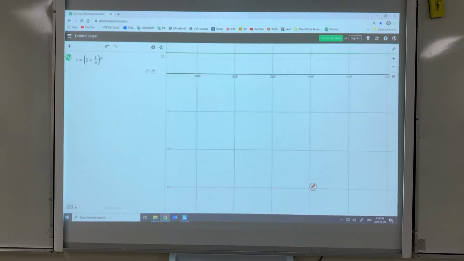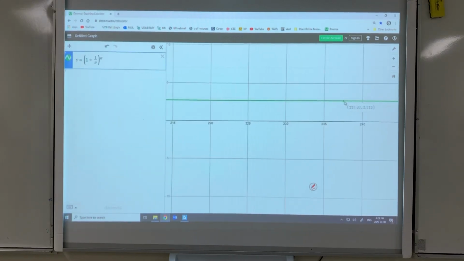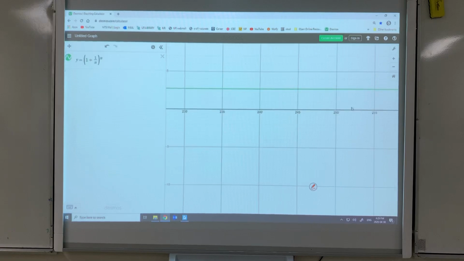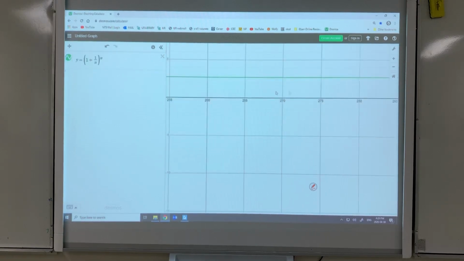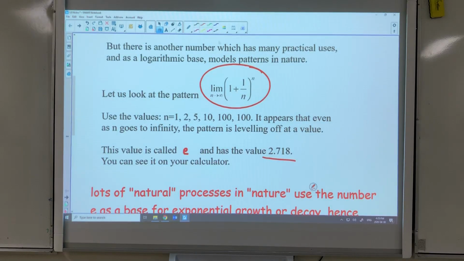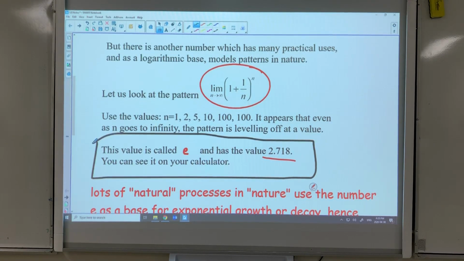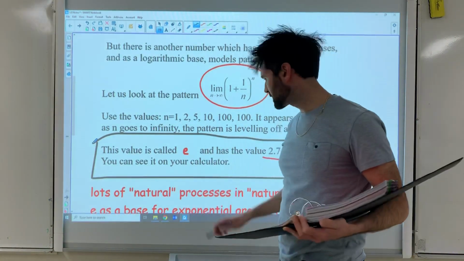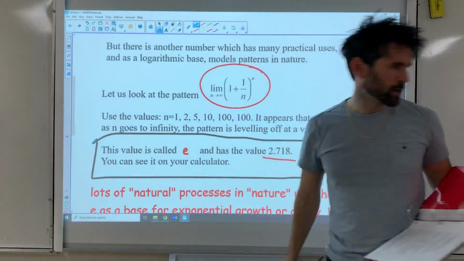You have to get to a really, really big value before you get there. 2.713. We're getting closer and closer to 2.718. It's an irrational number. So we call it e. We call this number e. And it is an irrational number, so it goes on forever and ever. We just rounded it right there. You can type it in on your calculator. You'll have a button that says e to the x, and you can see that number pop up.